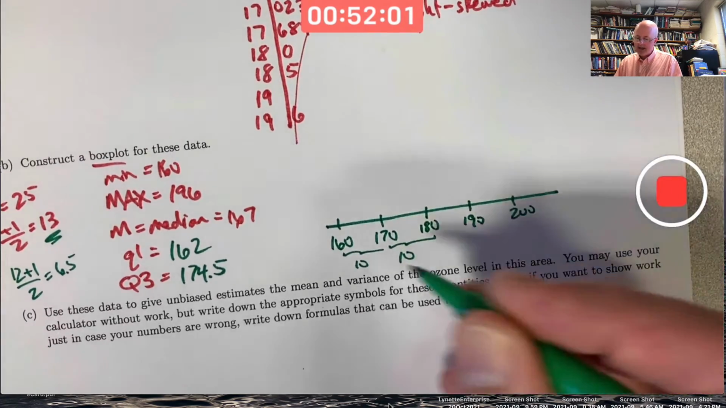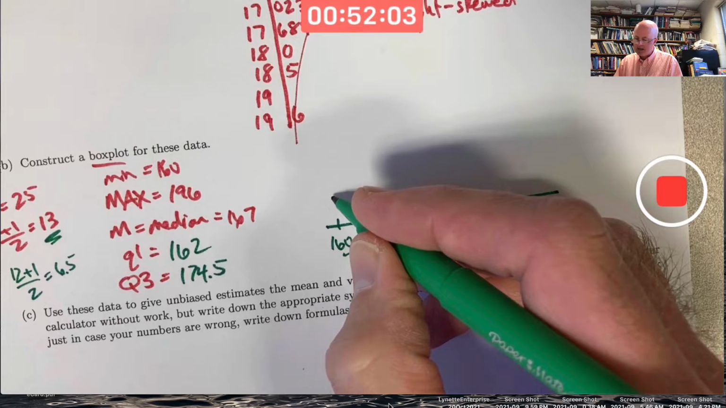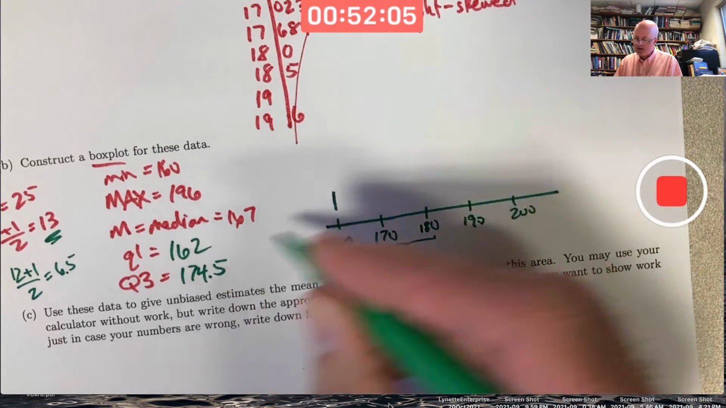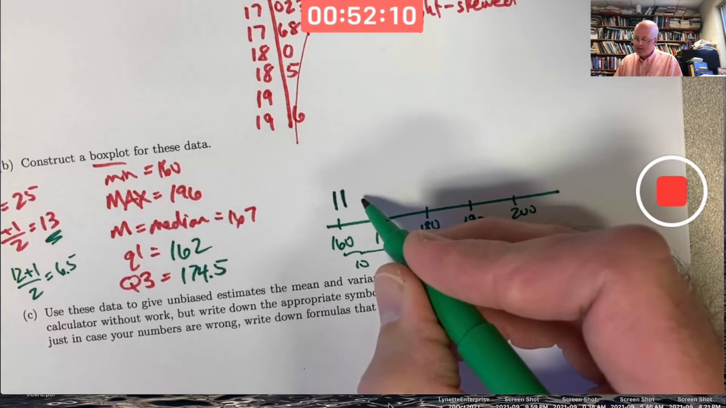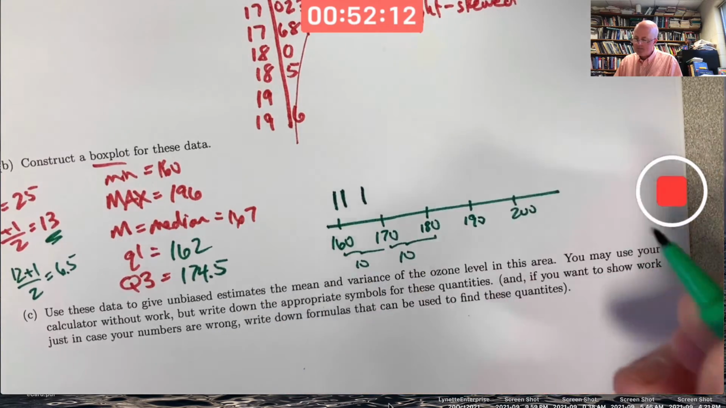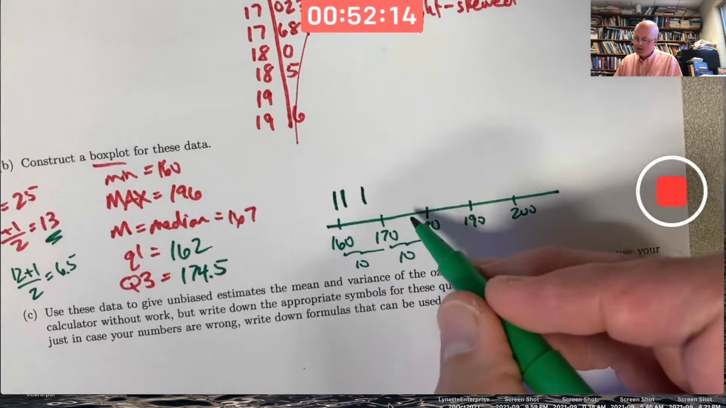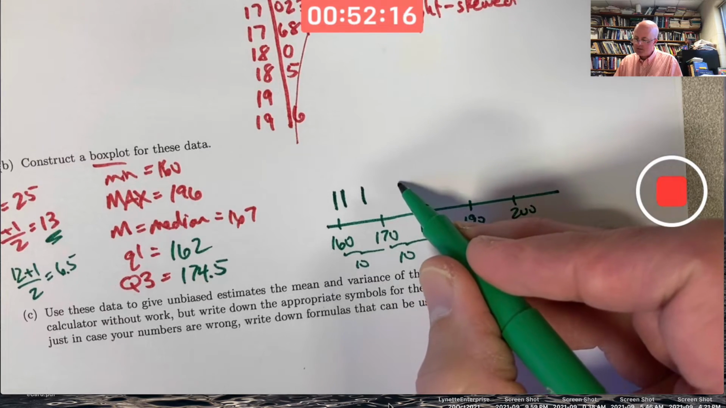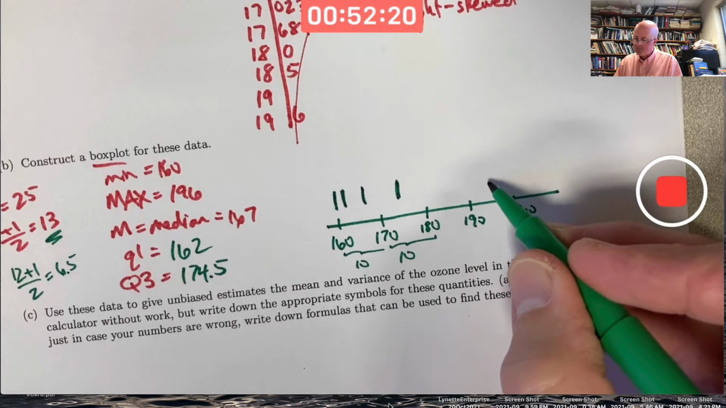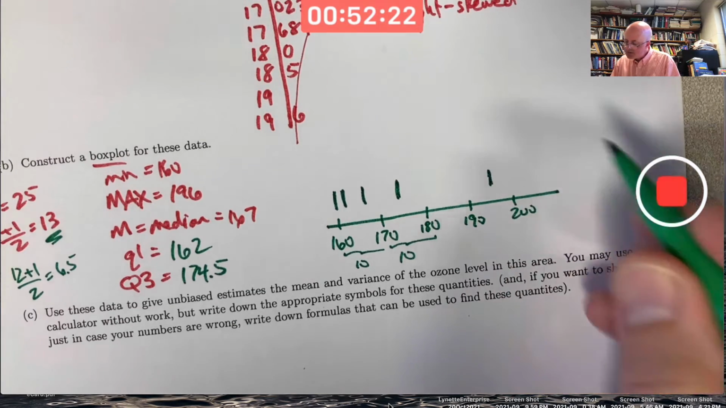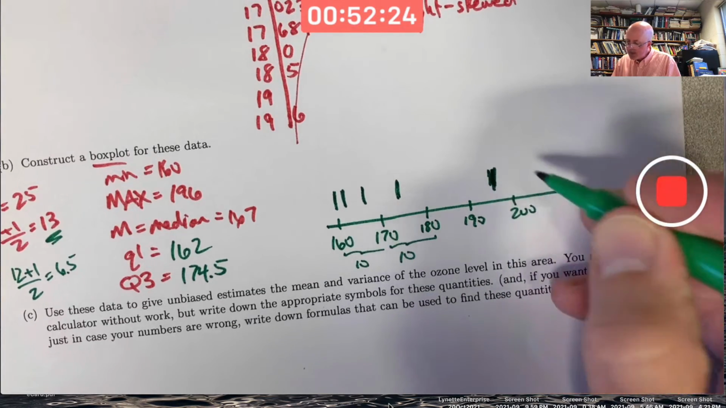And you make lines at these 5-number summaries. There's the min at 160 right there, the first quartile 162 right about here, median 167 right about here, third quartile 174.5, really close to the middle there, right about there, and maximum was 196 right about here. Oops, maybe a little bit further to the right.